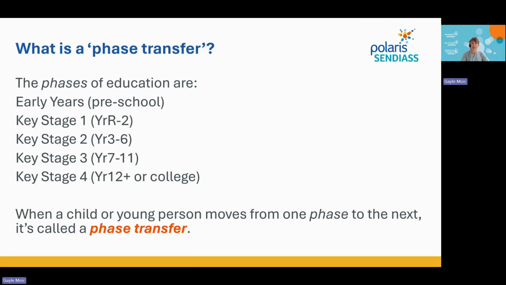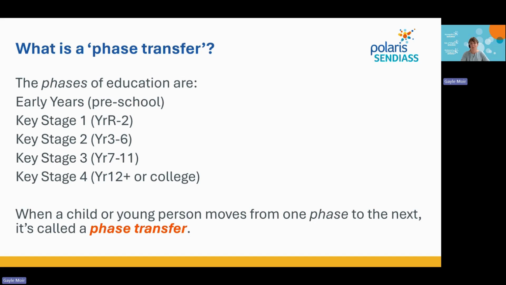If your child has an education, health and care plan, you may have heard the term phase transfer and wondered what it's all about. A phase of education is also known as a key stage, so there are four. Key stage 1 is from year R to year 2, key stage 2 is from year 3 to year 6, key stage 3 is from year 7, and key stage 4 is from post 16 onwards, or sometimes called year 12.